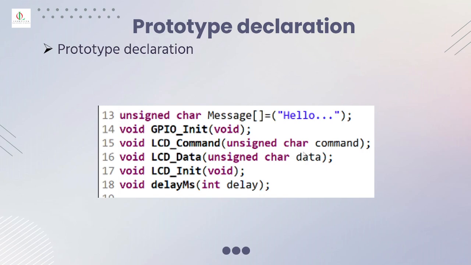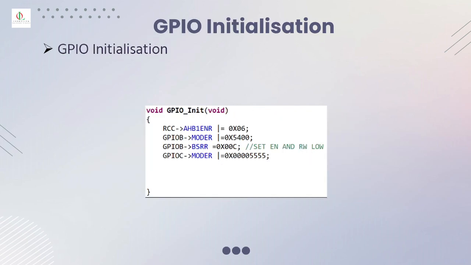And then you need to declare all the prototypes. First you need to send the message in an array format. This is how you're going to write it, and then you've got to initialize the GPIOs, and then write functions for LCD command and LCD data, and then write an initialization for the LCD, and then create a delay so that you can see the message coming on and off. Then you've got to enable the GPIO initialization. First you need to enable the peripheral clock, so that means you've got to enable GPIO B and C.